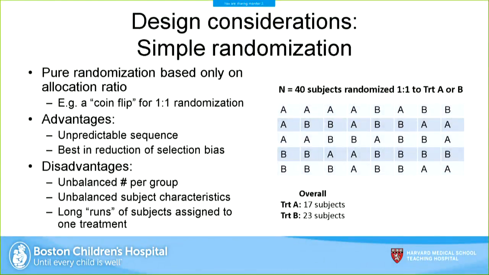And then finally, because it's a simple coin flip, you may get long runs of subjects assigned to the same treatment. So you can see here, in this sequence of patients, there are 7 individuals who got treatment B. So if for some reason you had to end the study early, you're going to have a large imbalance in your treatment allocation.